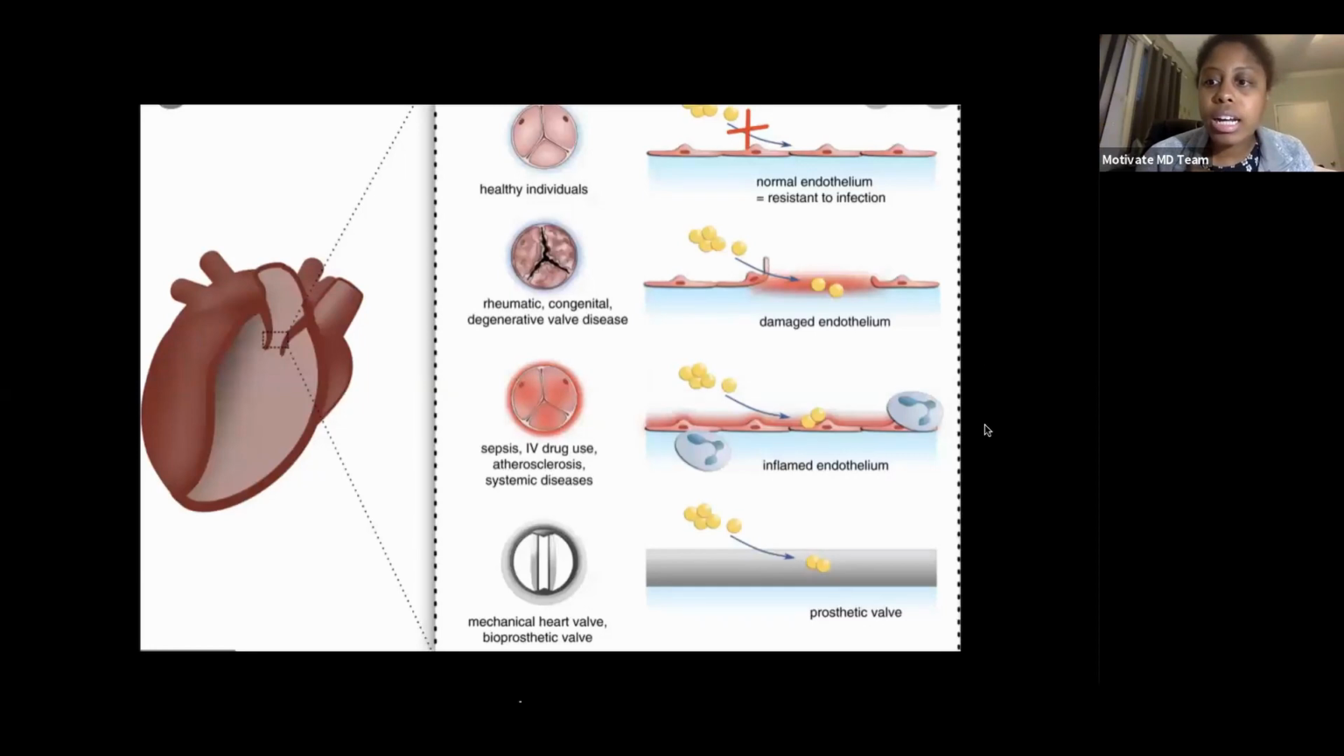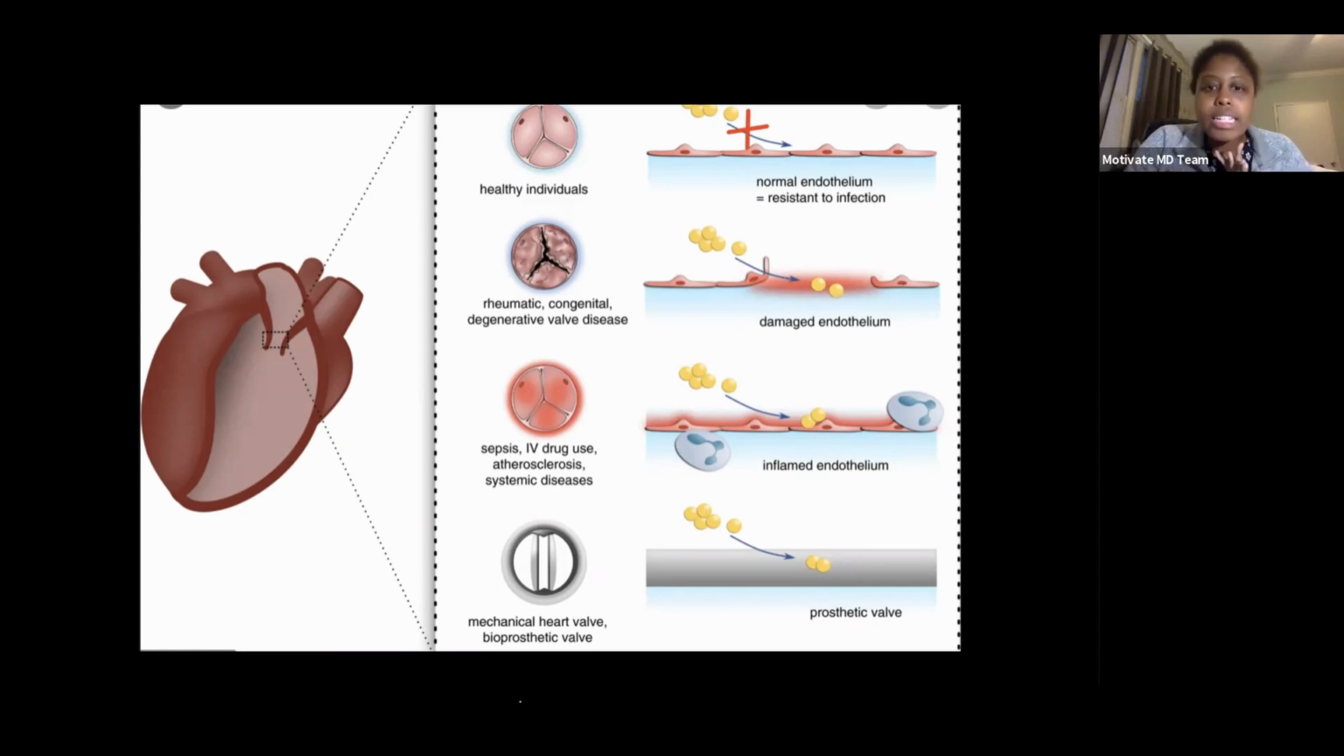So there's a pretty good graphic here. If we look at the top, we know that healthy individuals have normal endothelium, so that's not going to get infected at all. This looks healthy, everything's just flowing right over it, and that's the ideal goal. And people with rheumatic heart disease or congenital valve disease, such as that bicuspid aortic valve, we start to see that there's a damaged endothelium, and we can get trapping of the bacteria or the fungi or the viruses within these areas of the damaged endothelium once a thrombus forms.